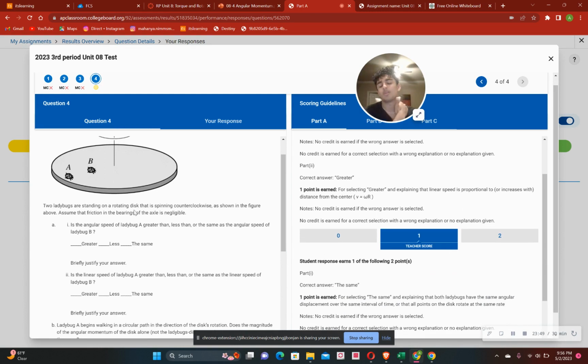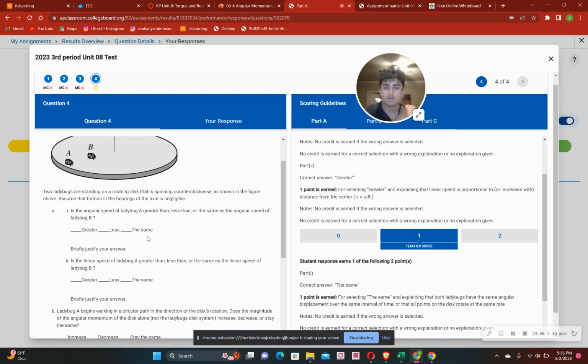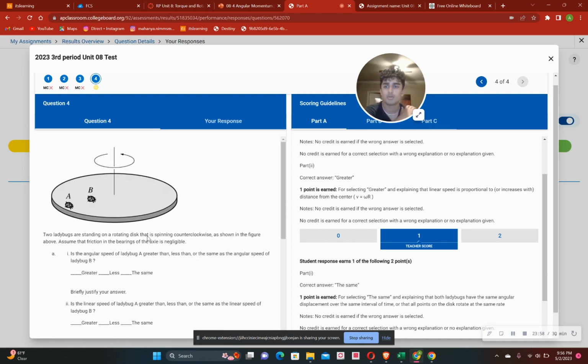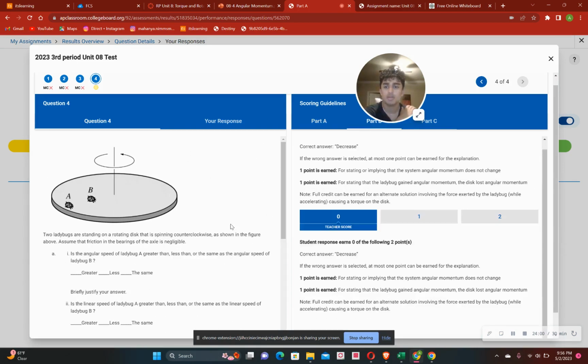So I mentioned that in part A, the first part of part A, when I should have mentioned it in the second part of part A. So I messed up there. That's where I lost a point. Now let's look at part B.